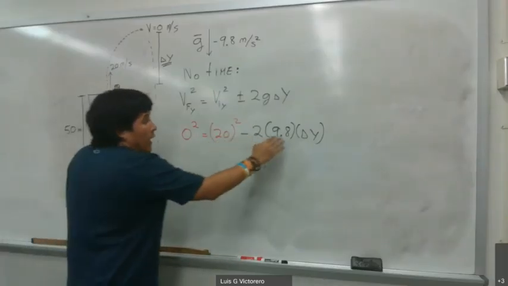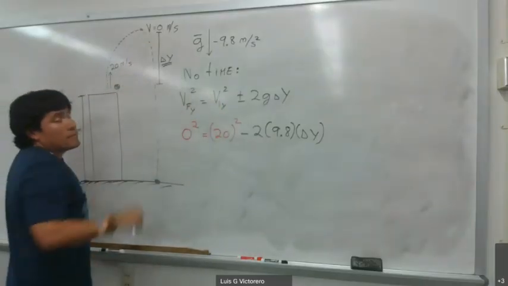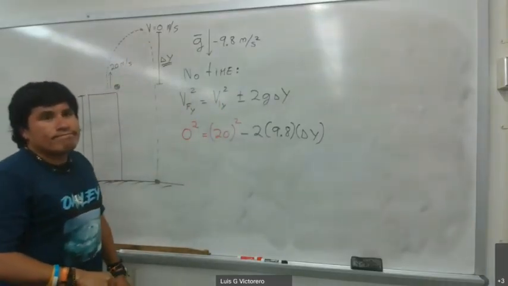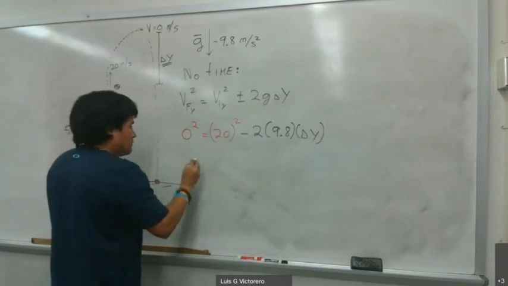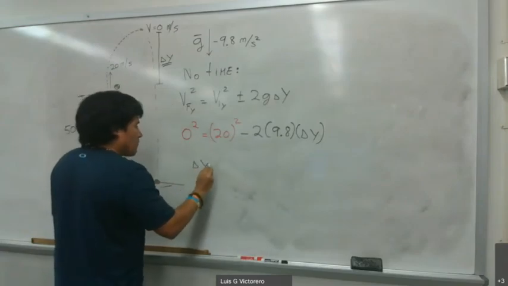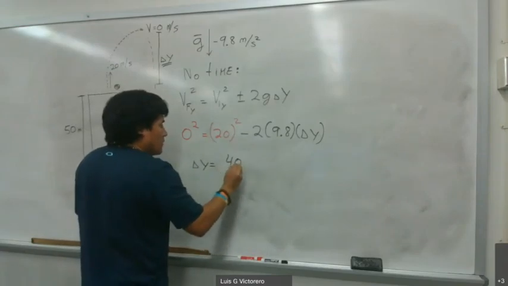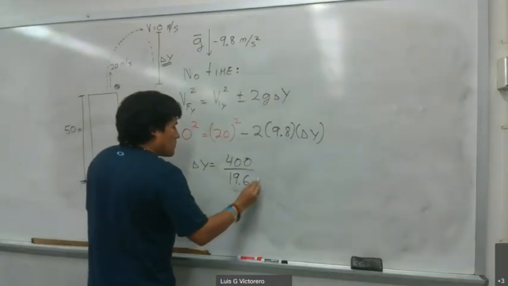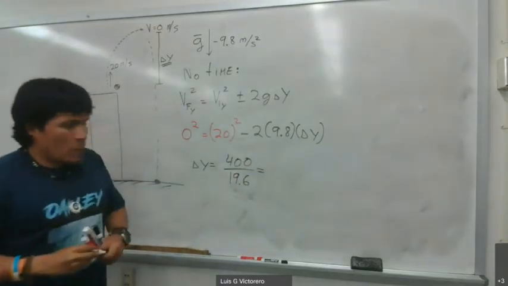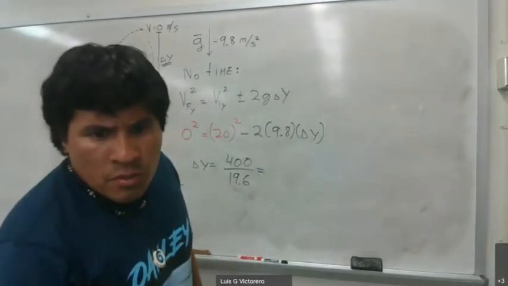So I find how high. 400, 19.6. Should be approximately 20 point something, let's see.